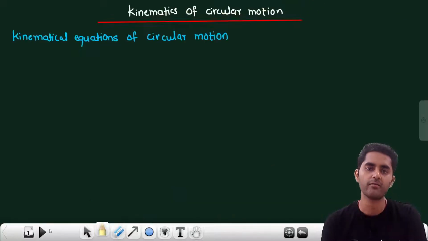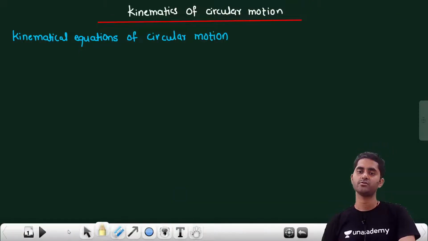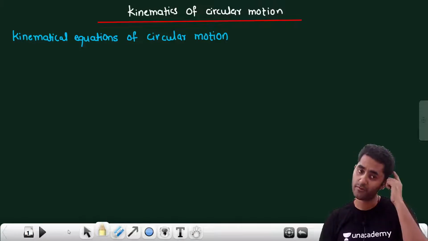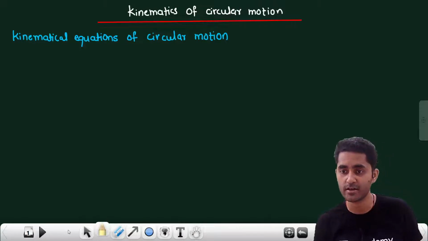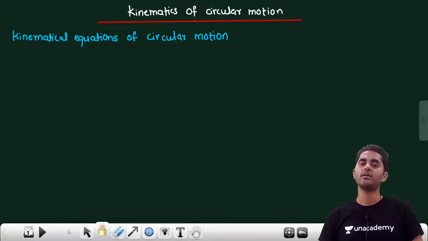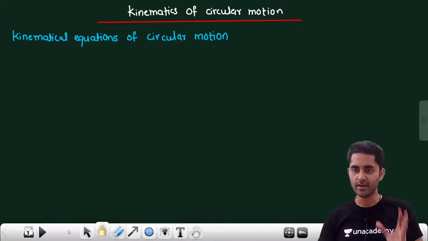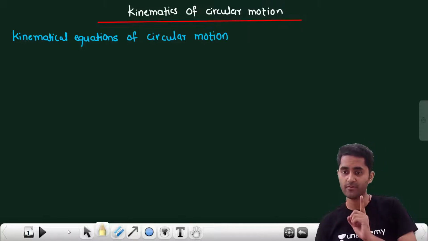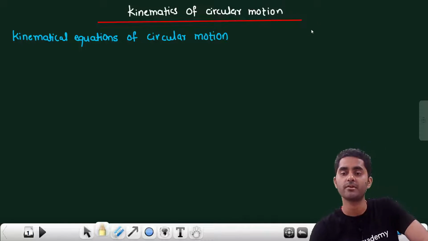Now coming back to kinematical equations. Before having the kinematical equations related to circular motion, we have kinematical equations that we have studied for linear motion. If you remember, kinematical equations of linear motion, what are they? What are the quantities?